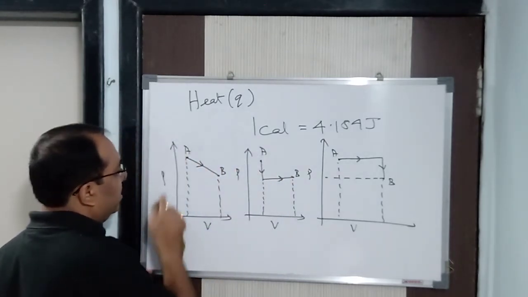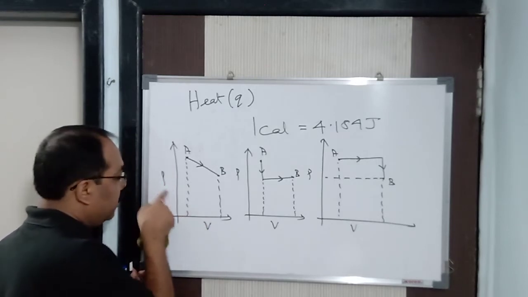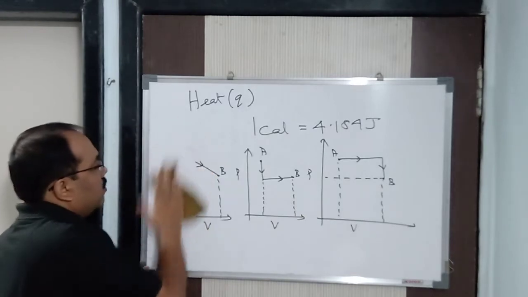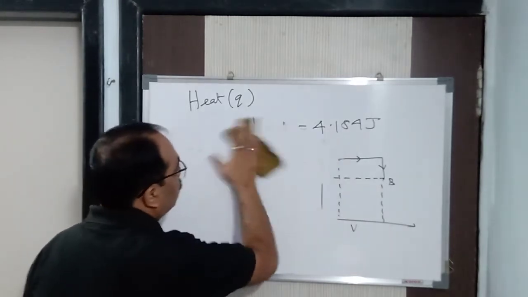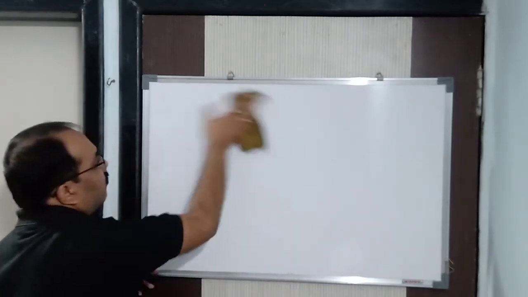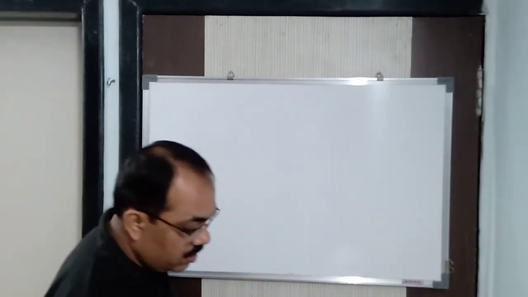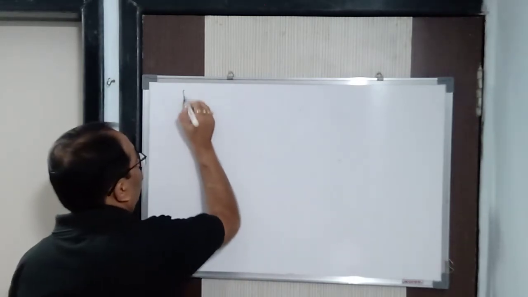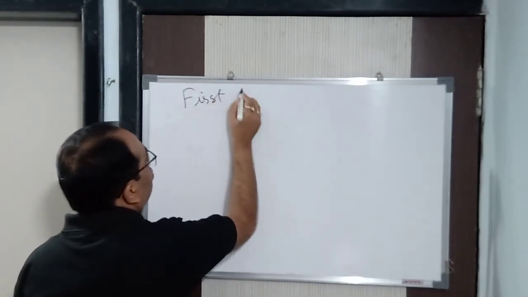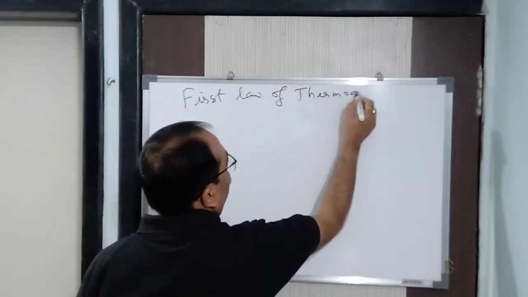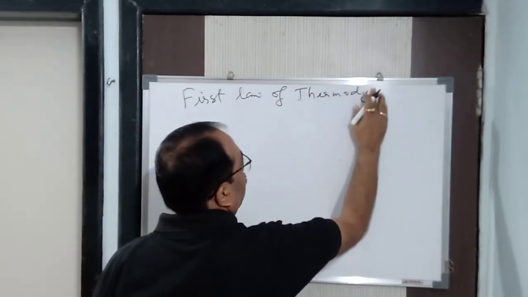So here I have shown you the work done. P into V, pressure into volume, is work done. That is the same as heat, because work done is also measured in joules. Heat is also measured in joules. Now, next we'll come to the first law of thermodynamics.